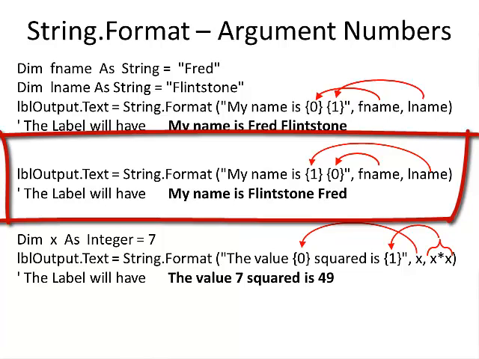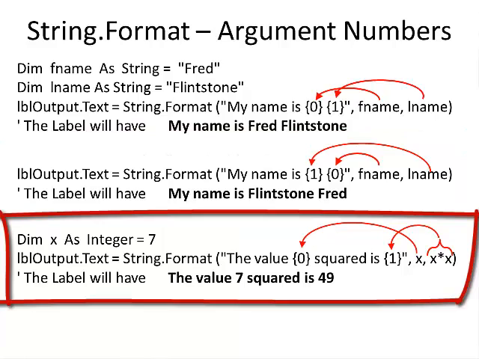The only difference here, as I said, open curly brace 1, close curly brace, space, open curly brace 0. So I'm going to print out lName before fName. So then argument 1 shows up before argument 0. This time it says, my name is Flintstone Fred.